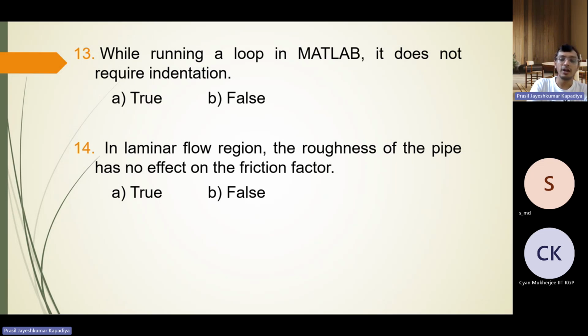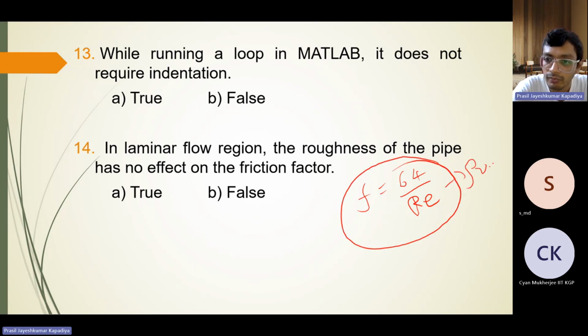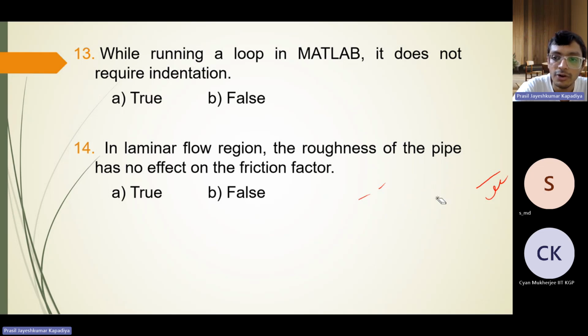Okay. In laminar flow, the roughness of the pipe has no effect on the friction factor. Is this true? Darcy's friction factor f in laminar flow is defined as 64 by Re. So it is independent of roughness. Reynolds number is nothing but rho v d by mu. So it is independent of the roughness factor. So my answer should be true, right?